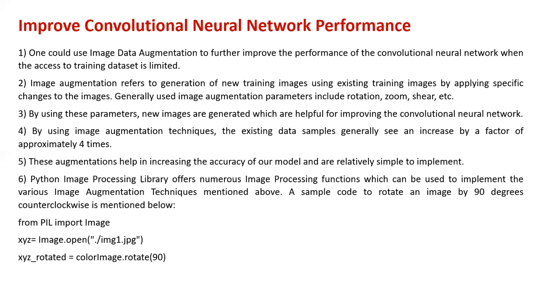Image augmentation refers to generation of new training images using existing training images by applying specific changes to the image. Generally used image augmentation parameters include rotation, zoom, shear, etc.